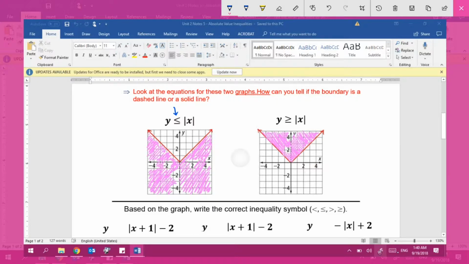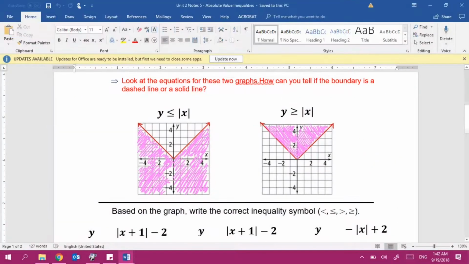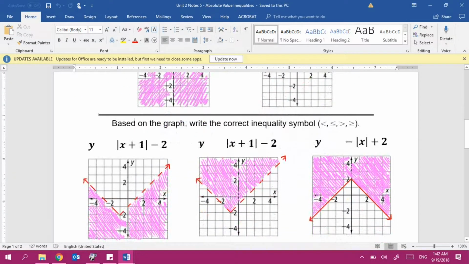Less than, if it's less than, which is like this, or we're going to do this one, both of those are less than, then we're going to shade below. If it's greater than, like this sign right here, or this one, then we're going to shade above. So now that we have that, let's do some examples right here.